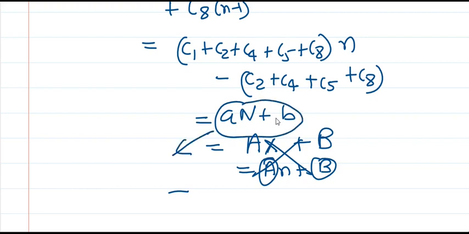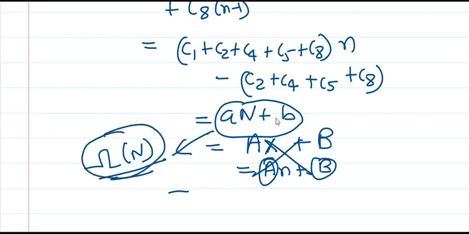So we can say that this particular function is a linear function, and hence in terms of our asymptotic notation, in terms of big omega, we can say that at least order of n amount of time is required by this particular algorithm, and this time corresponds to the best case.